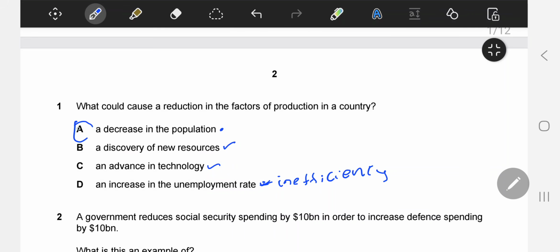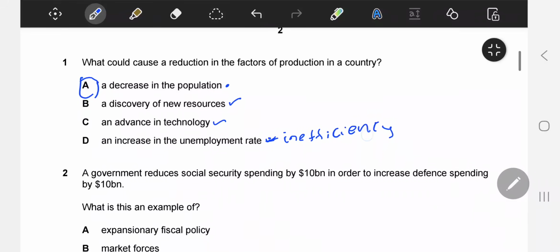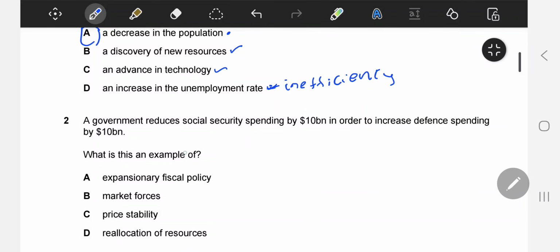So the correct answer here would be a decrease in population, maybe because of people moving to another country, or mass death. Okay, let's try question 2. A government reduces social security spending by 10 billion in order to increase defense spending by 10 billion. What is an example of this?